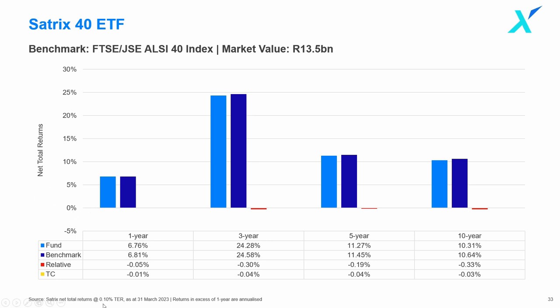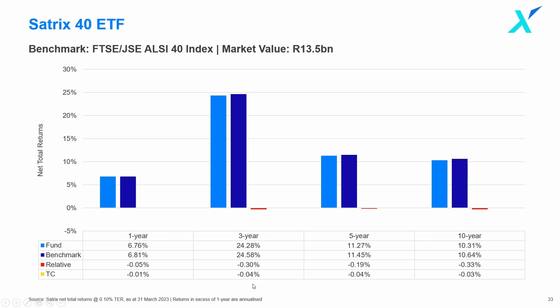Now, if we have a look at our ETF, the Satrix 40 ETF, these are net total returns, so net of the 10 basis points TER, which it's been since 2017. It was slightly higher than that in years prior, but it was reduced to 10 basis points in 2017. And so net of that 10 basis points TER, you can see that you're tracking the index very, very closely, certainly over the last year. In fact, if you add that 10 basis points of cost back, you were actually ahead of the index on a gross basis.